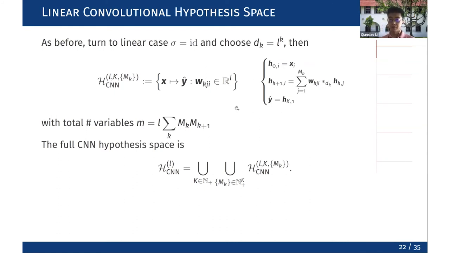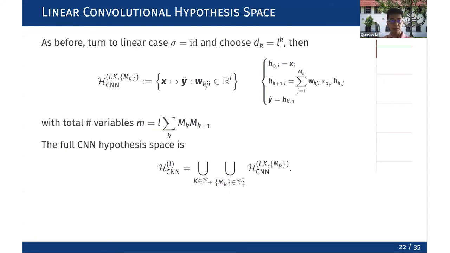The mapping between X and Y follows this kind of dynamics through the layers. The full CNN hypothesis space is just the union over K and M. Here we consider a fixed L, because in practice I think all the applications use L equals 2. So you have some fixed dilation rate, and then you take the union over all possible numbers of layers and all possible numbers of channels at each layer.